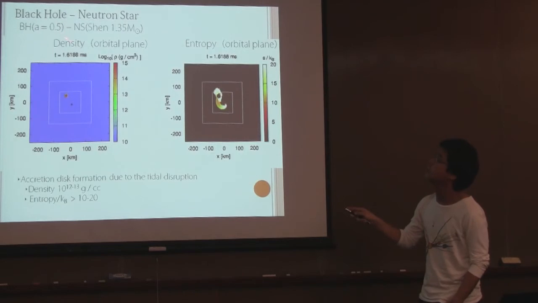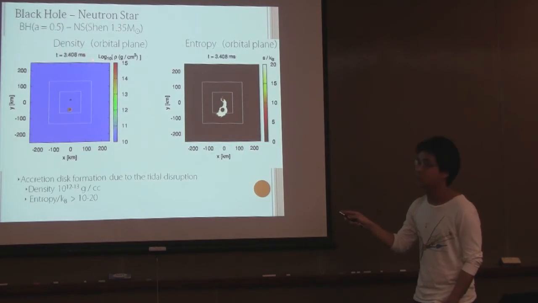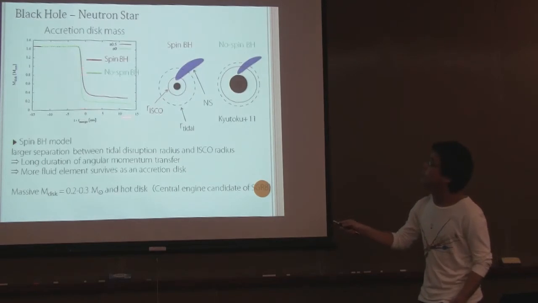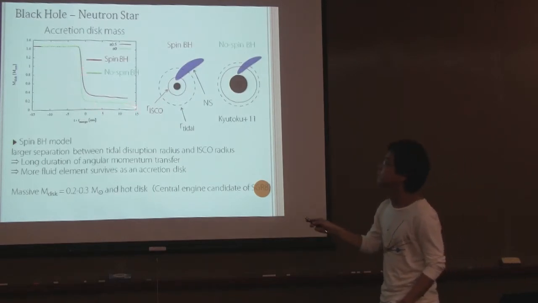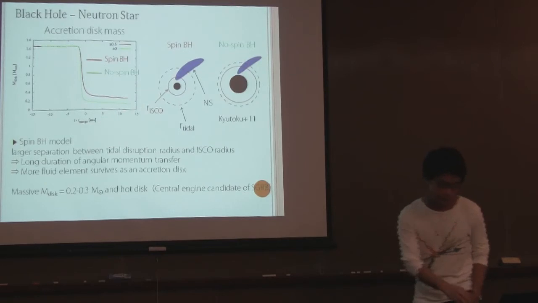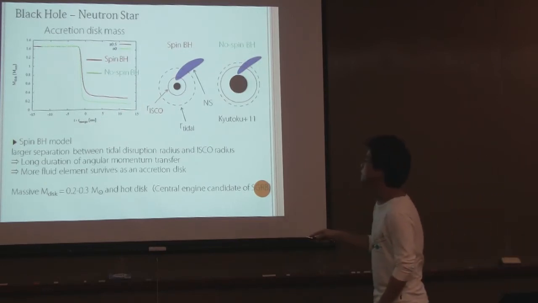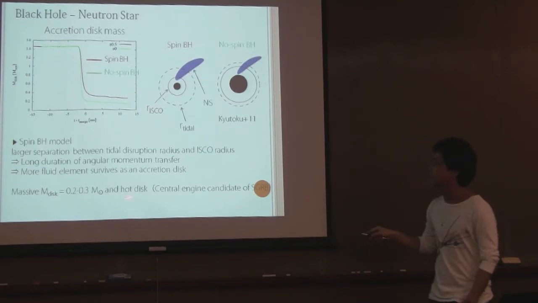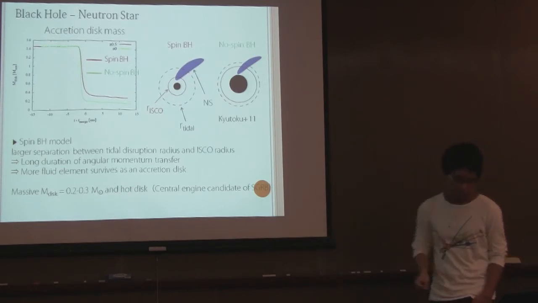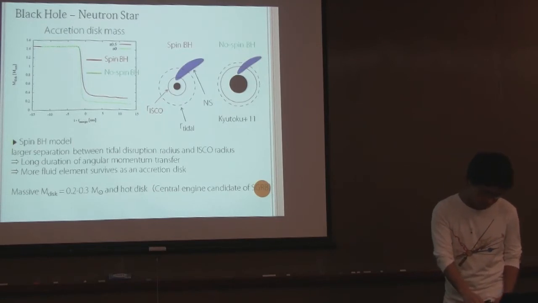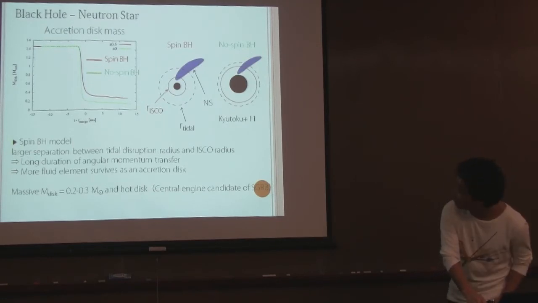If you assume retrograde spin, the final disk mass is less than for the non-spinning black hole. So the final system is a black hole surrounded by a massive and hot disk. So this model could be a candidate for the central engine of short gamma-ray bursts.